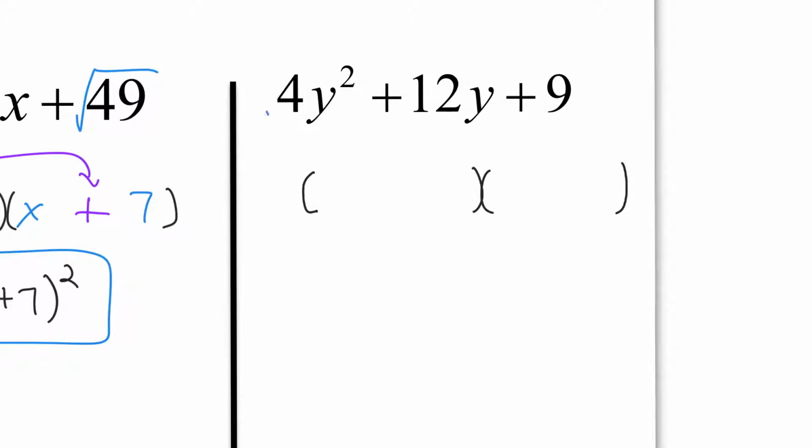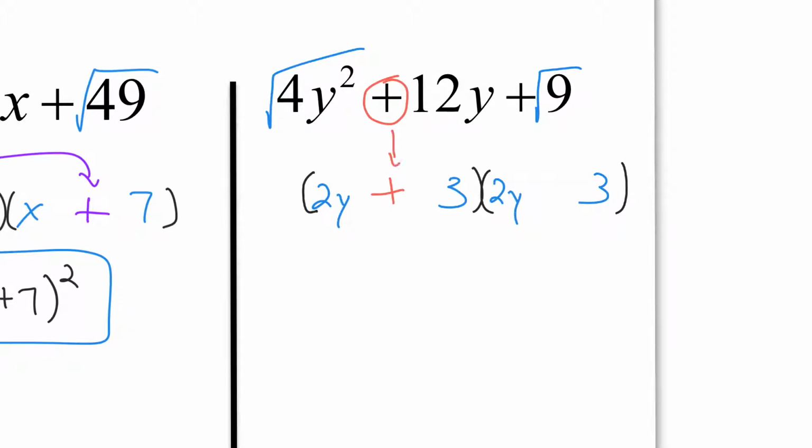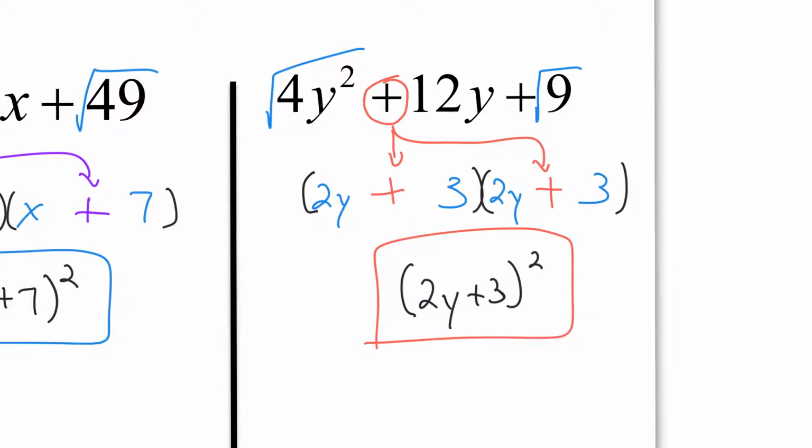You're going to take the square root of the 4y squared, and that's going to be 2y. The square root of 4 is 2, and 2y over here. Then you take the square root of the 9, and that's going to be a 3 and a 3 over here. Now you use the term in the middle. There's a plus, so you put a plus right here and a plus over here. Now you write this as a binomial squared. We have a 2y plus 3 squared. So there's my answer. We factored the perfect square trinomial.